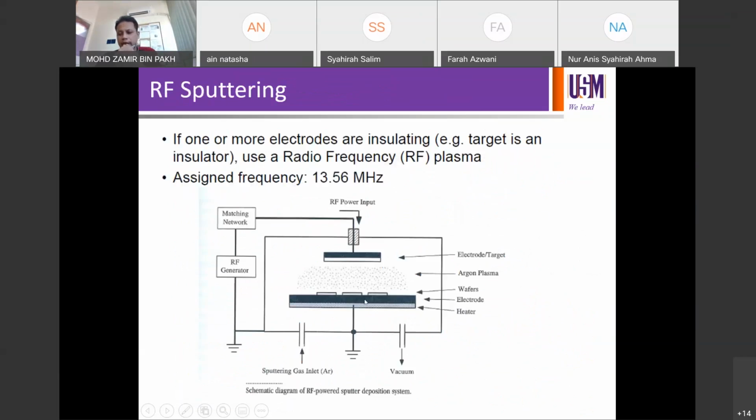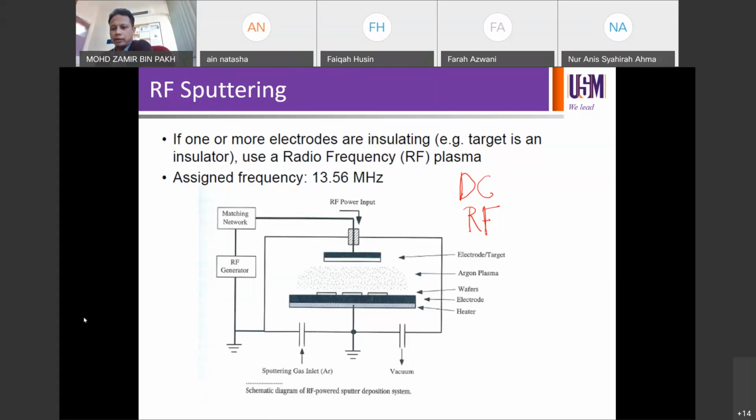So as I said, you can either use DC sputtering or RF sputtering. So DC is direct current, RF is radio frequency. Apa beza dia? Any idea of the difference between DC and RF? Anyone knows? Anyone? Any ideas? When do you use DC? When do you use RF?